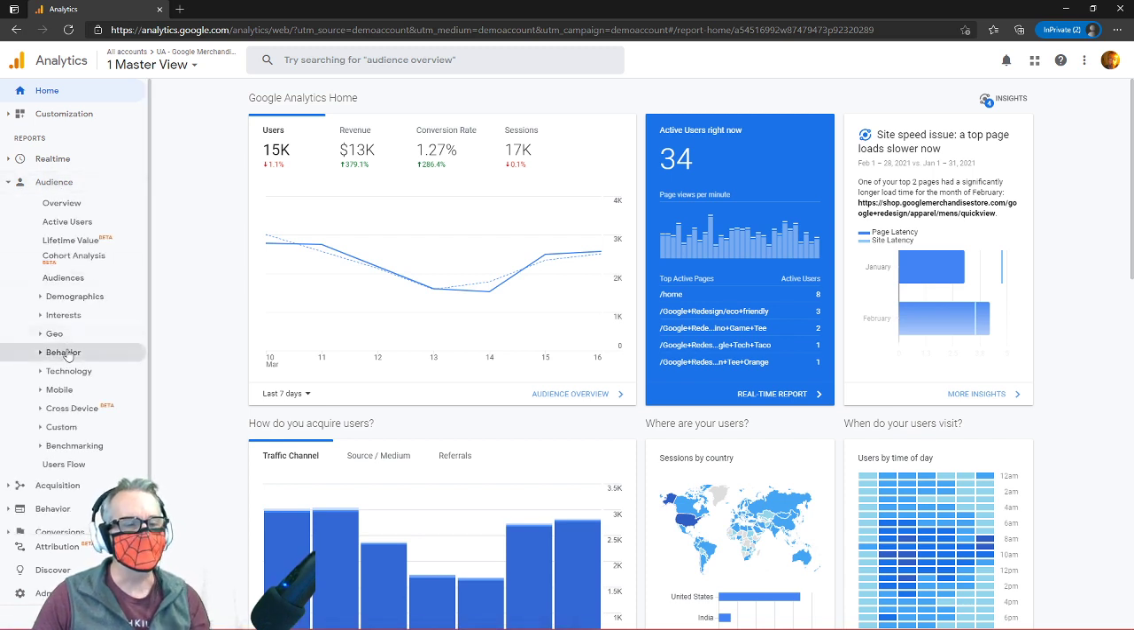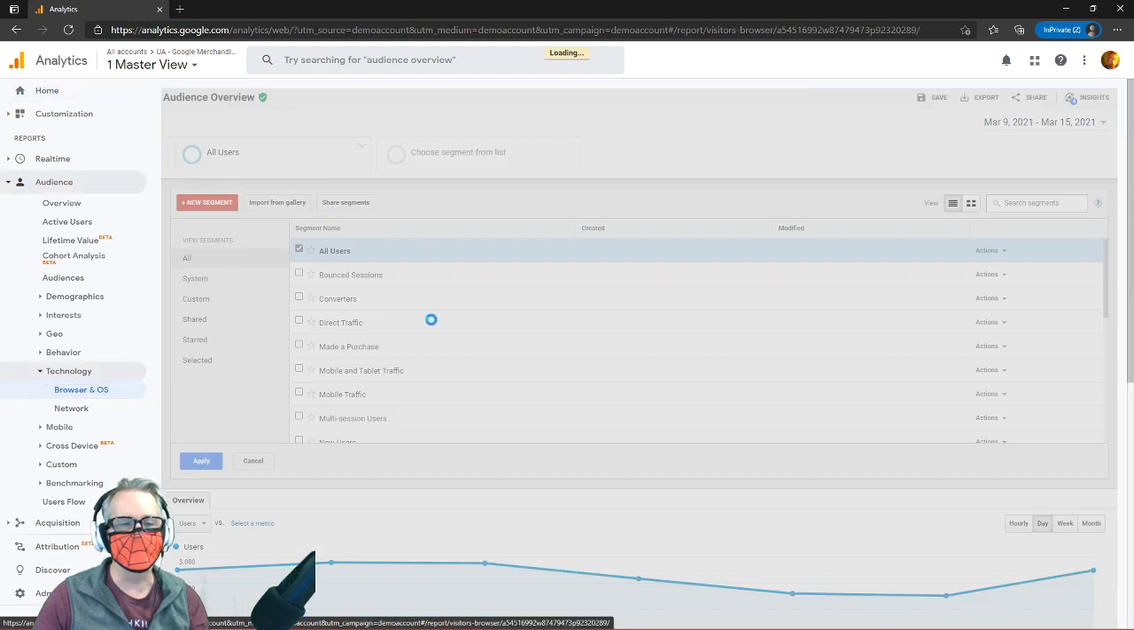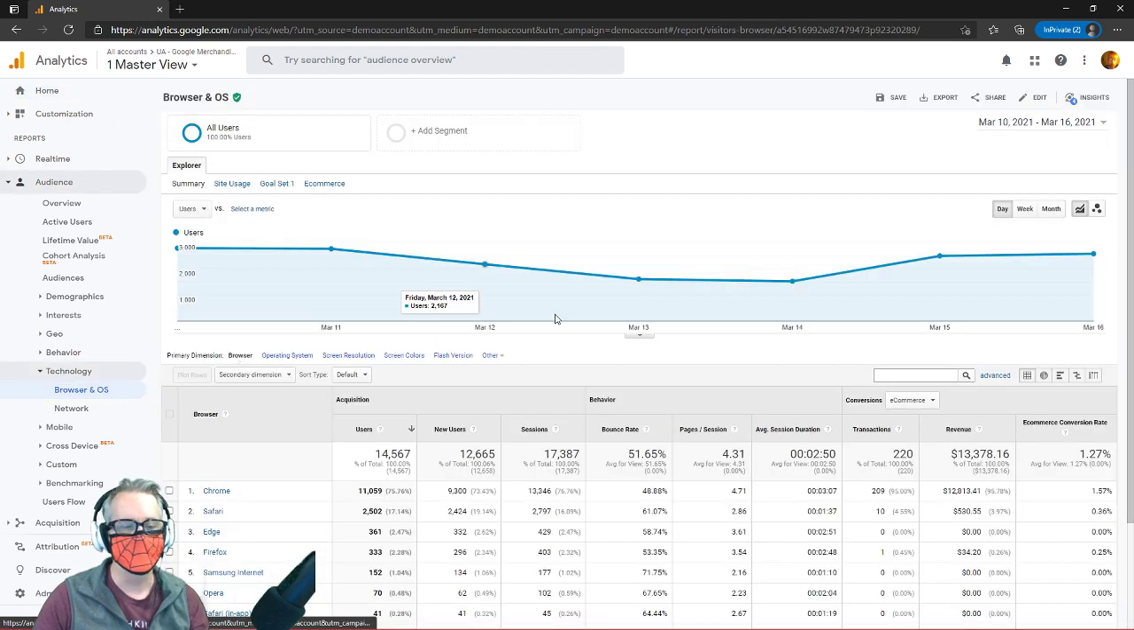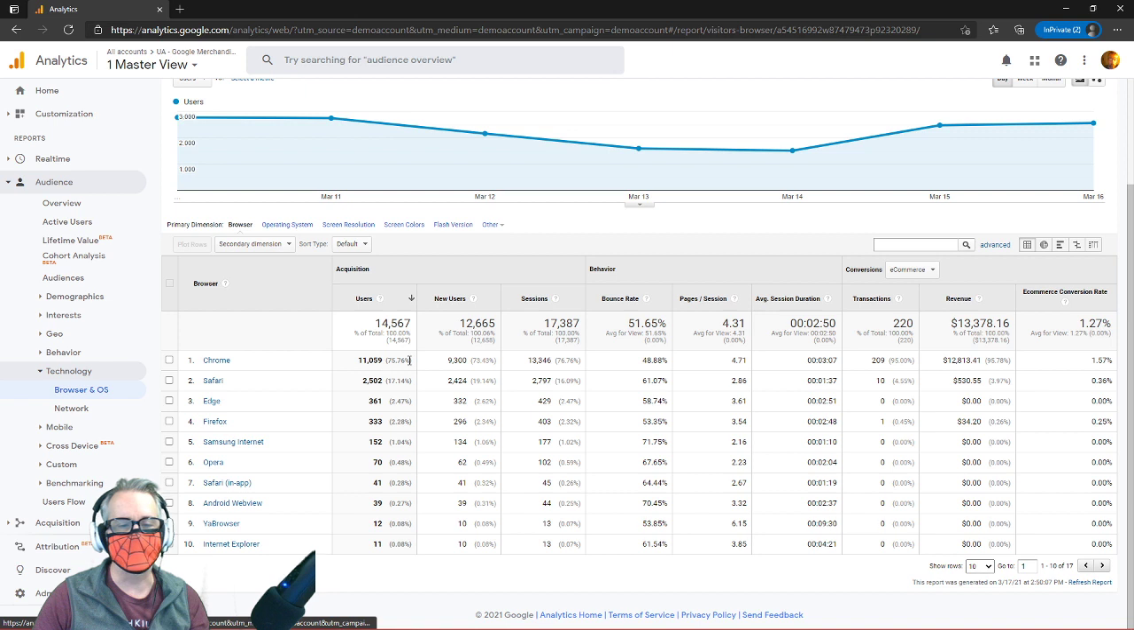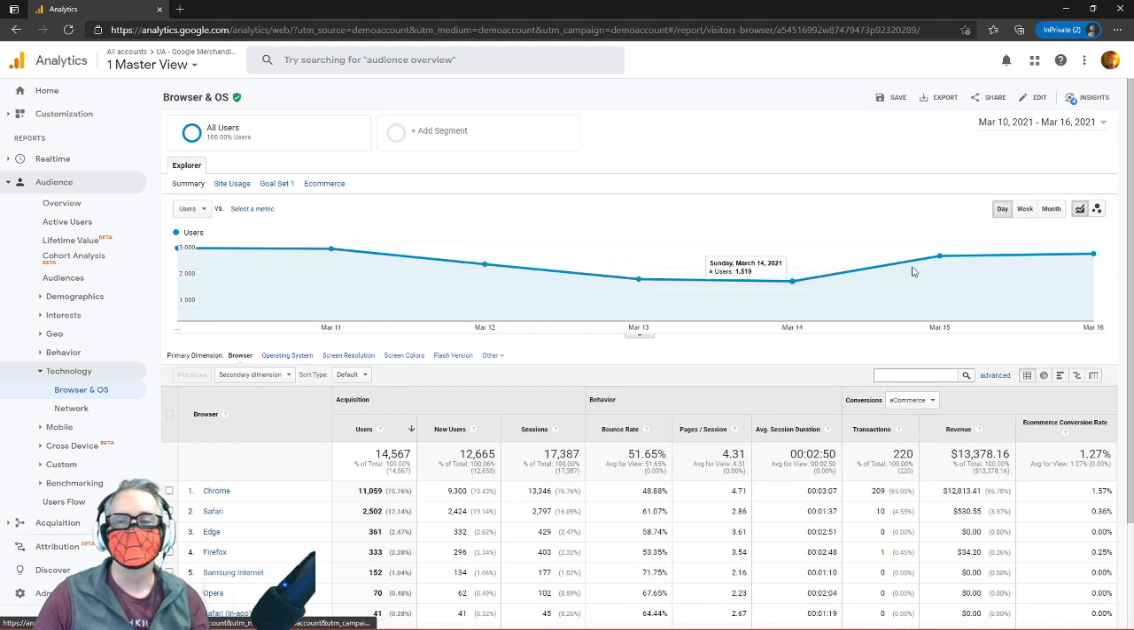I can see what type of behavior, what kind of technology these people are using, what kind of browser and OS are people using on this site over here. So most people are using Chrome, 75.76% of my users. New users, most of them, 73.43% are using. So this is all sessions. I can see exactly the bounce rate, 48.88%, for this particular site.